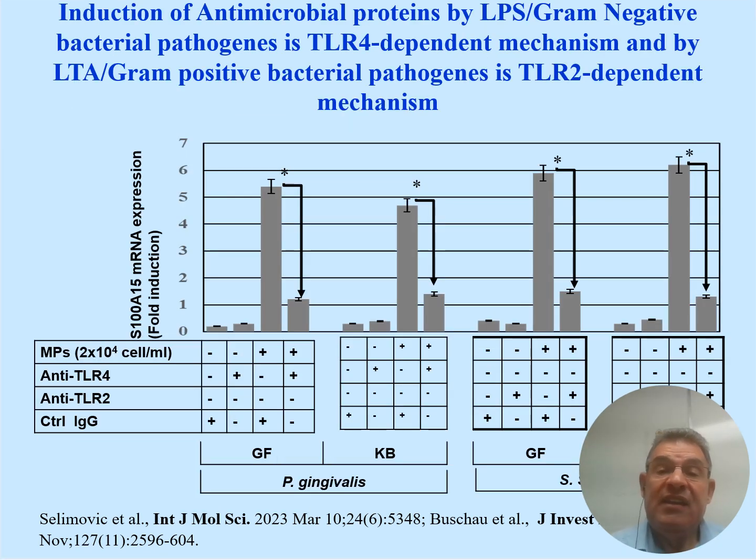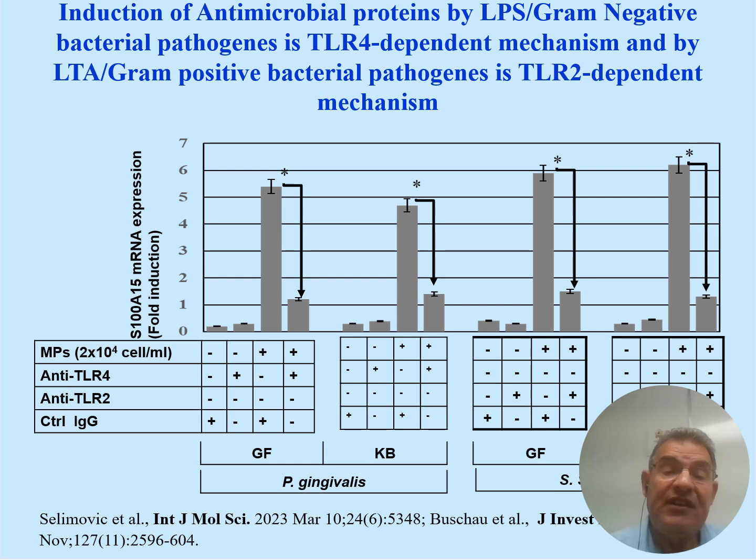We also addressed which toll-like receptor is involved in the modulation of the infection by gram-negative bacterial pathogens and which is associated with the modulation by gram-positive bacteria, using antibodies directed against the corresponding toll-like receptors: anti-toll-like receptor 4 antibody and toll-like receptor 2 antibody.